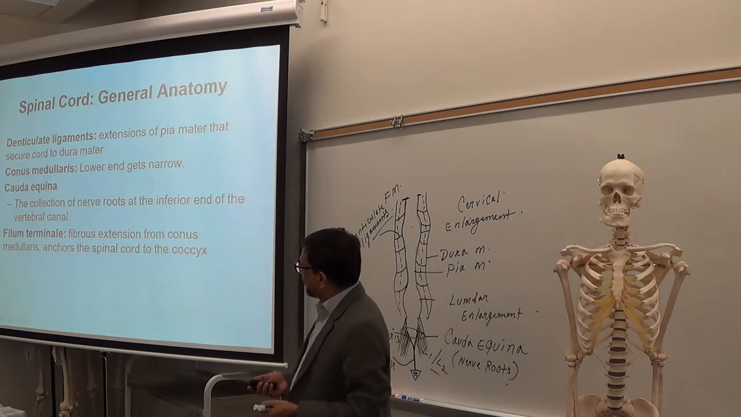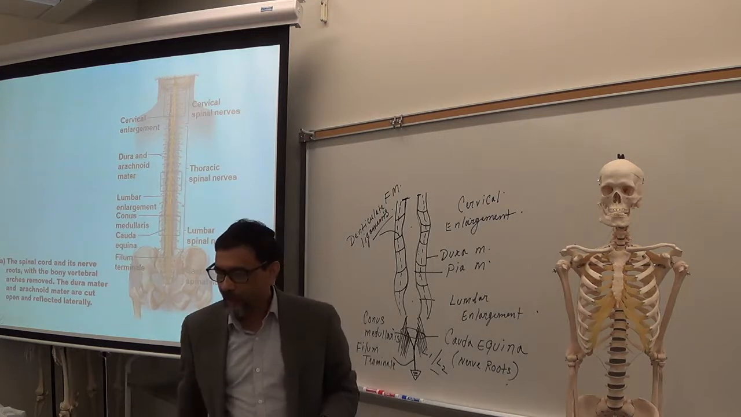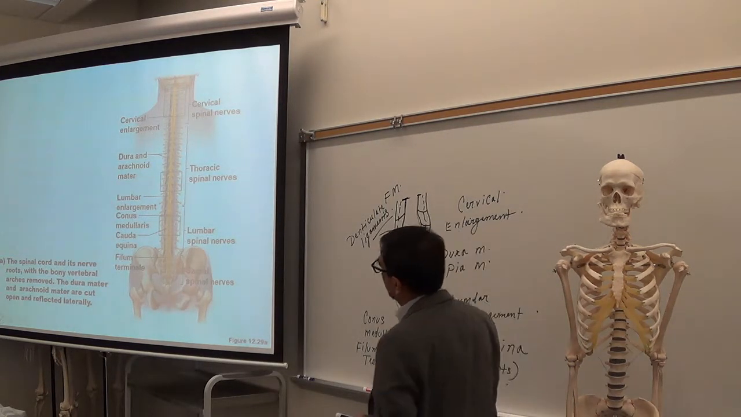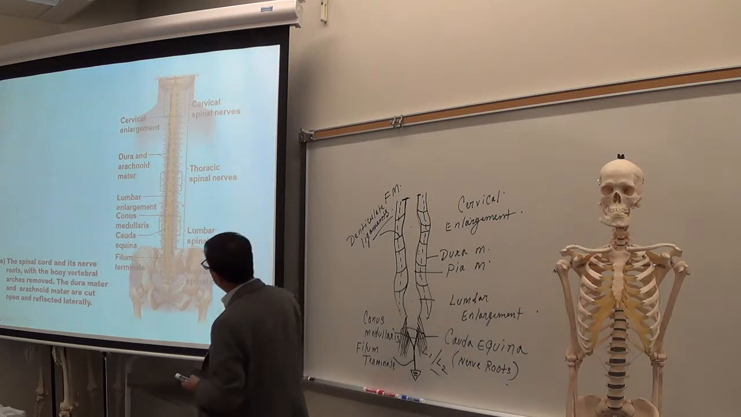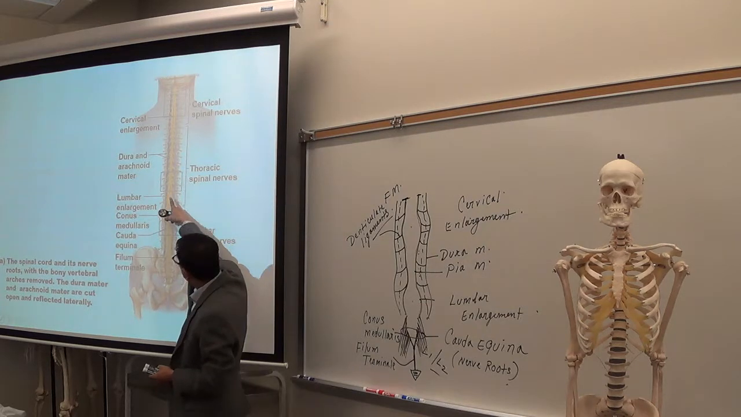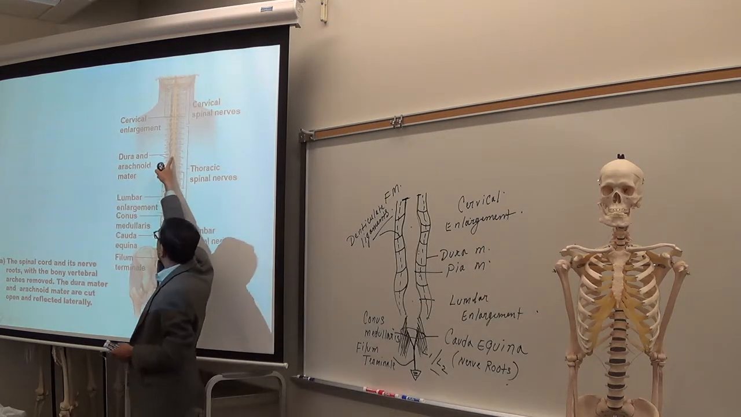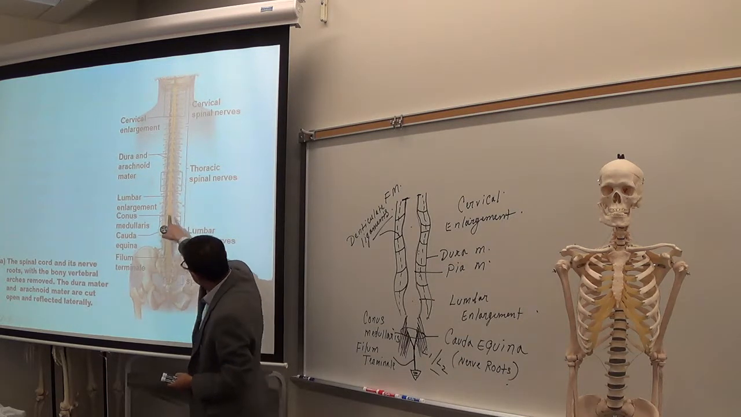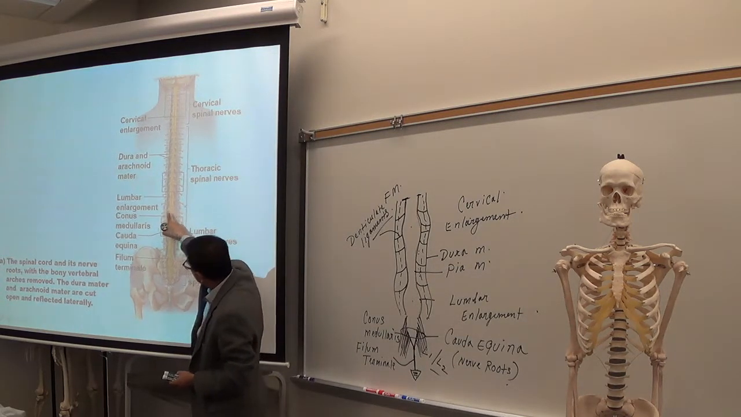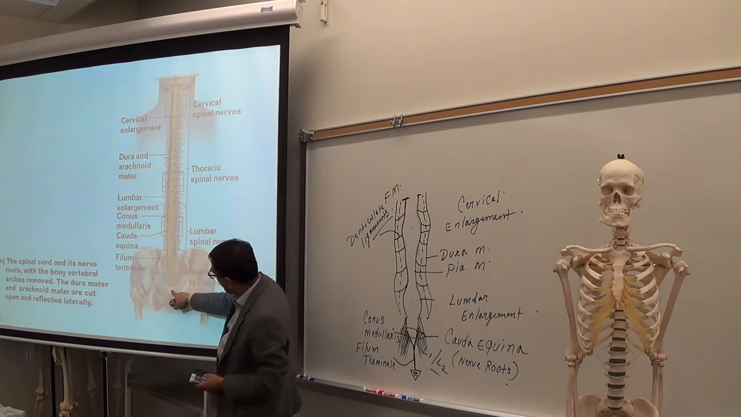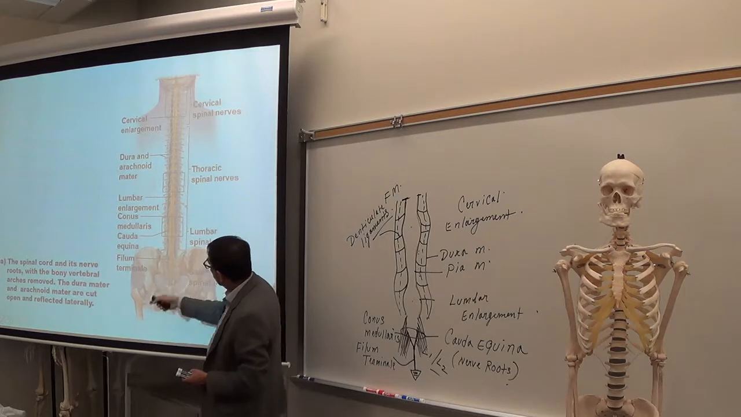Okay, so those are the structures you can see from outside. This is not a great picture, but you can see some of those structures. You see enlargements, cervical and lumbar. This area is narrow. Those two areas are wider. See the lower end, conical shape, conus medullaris. This is filum terminale, going all the way to the coccyx, and nerve roots. Okay.